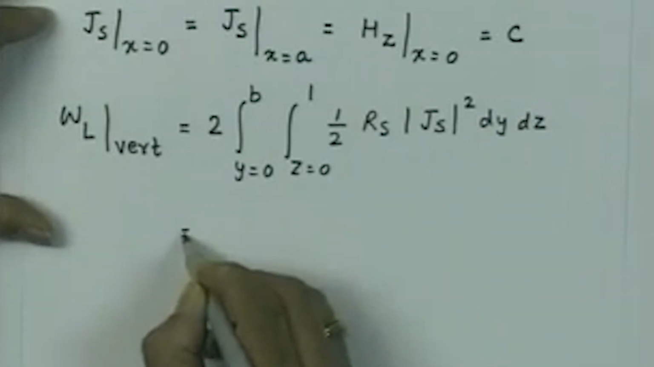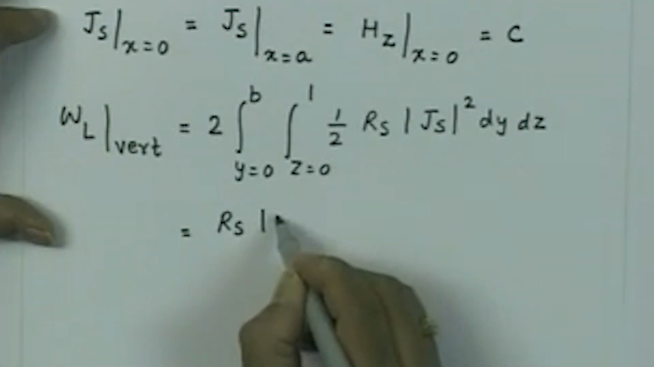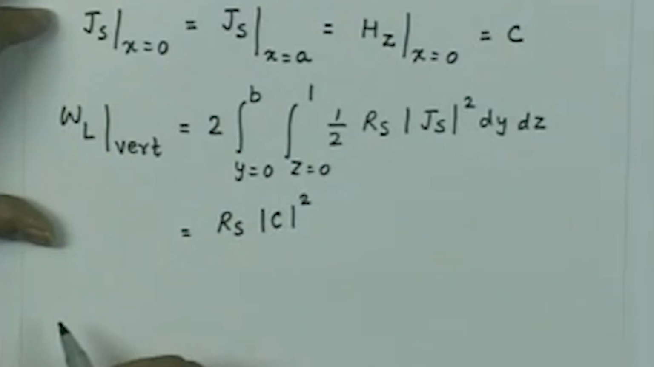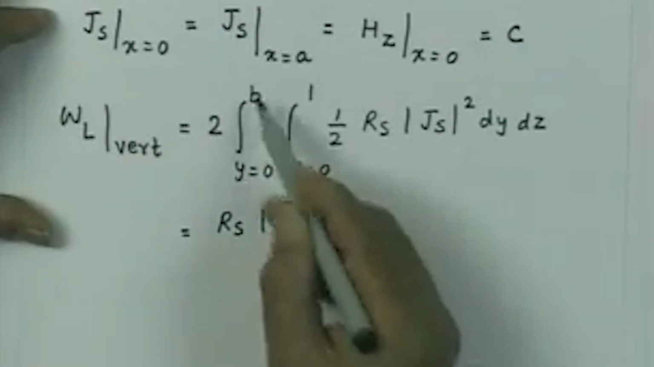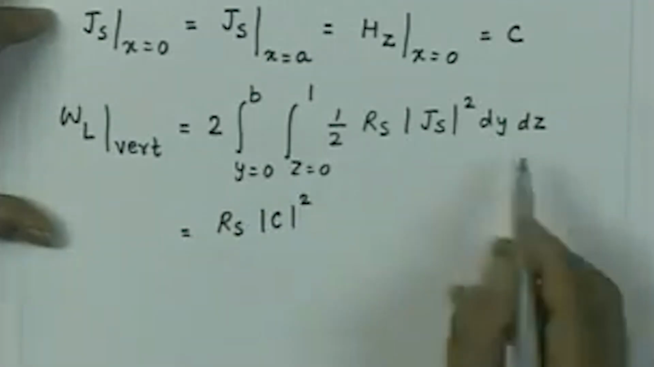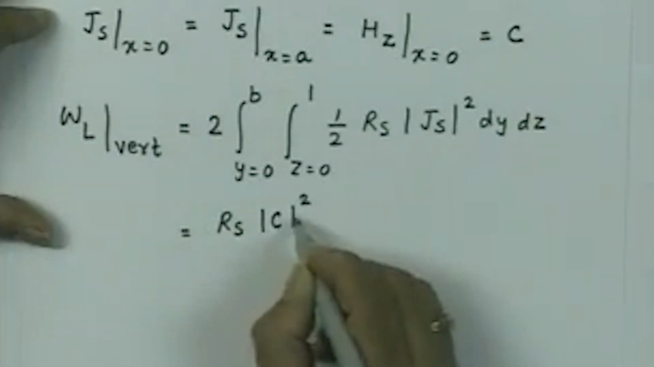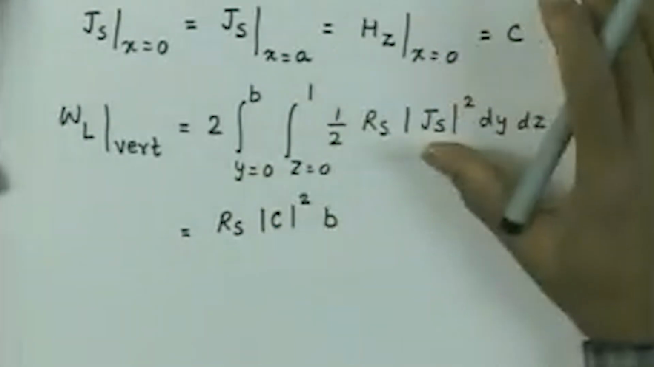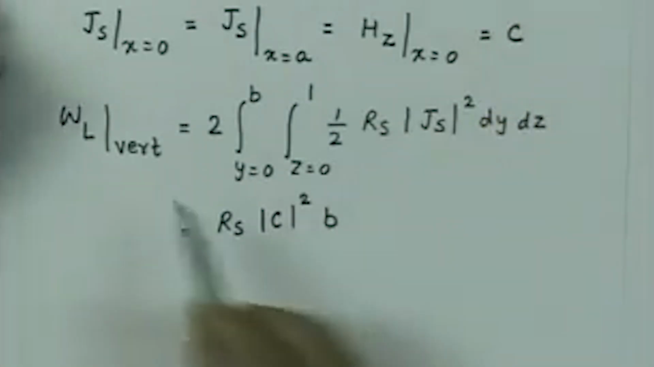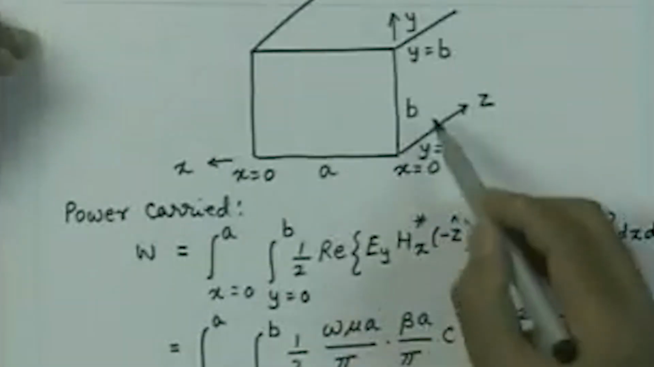So, from here we get Rs |C|^2. The integral y equal to 0 to b will give me b, and 0 to 1 for z will give me 1. So, loss in the vertical wall is this multiplied by b. So, calculation of loss in vertical wall is quite simple, because we have only one component of the surface current, which is the y oriented surface current.